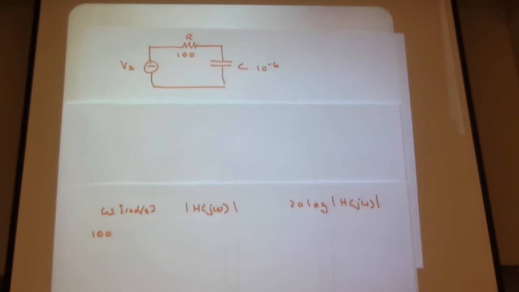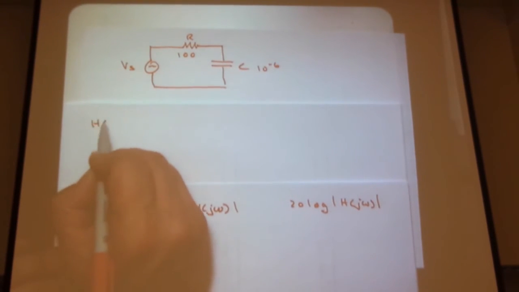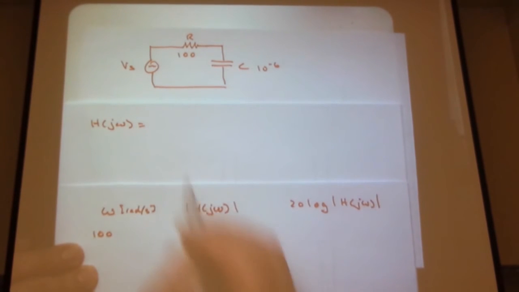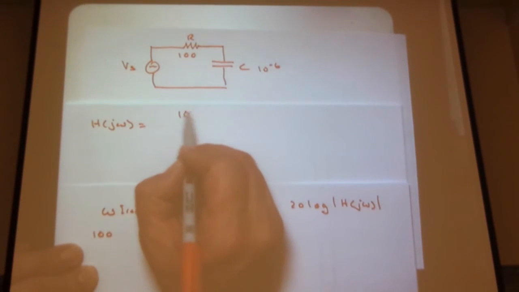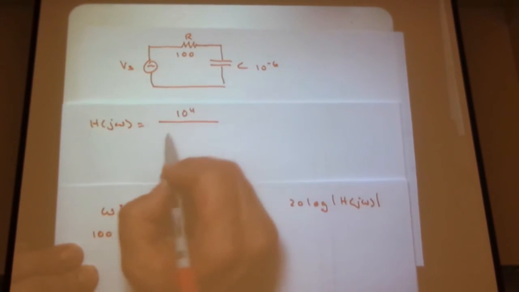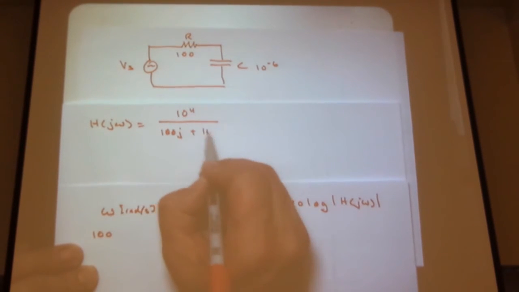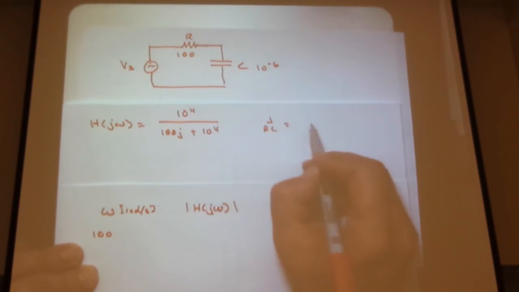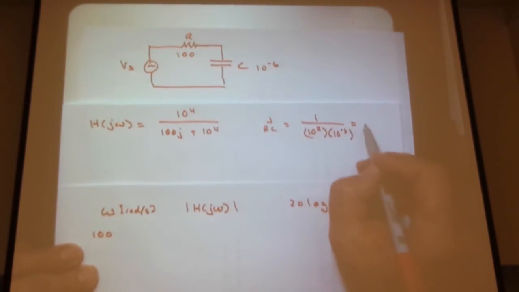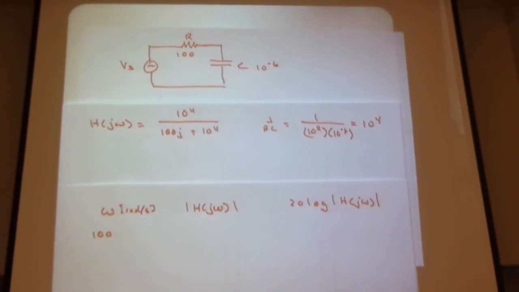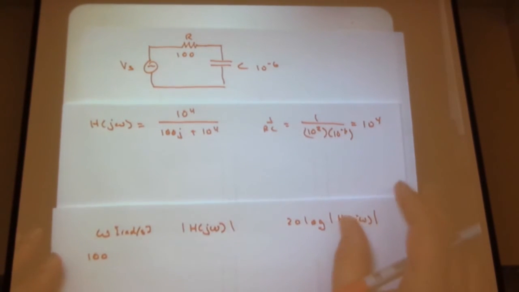In this case, H of j omega, I hope we agree, winds up being 10 to the 4 over 100j plus 10 to the 4. 1 over RC was 10 to the 2 over 10 to the minus 6. I had written the transfer function on a previous page: 1 over RC over j omega plus 1 over RC. Well, we can look at the magnitude of this, and we can actually do this somewhat by observation.